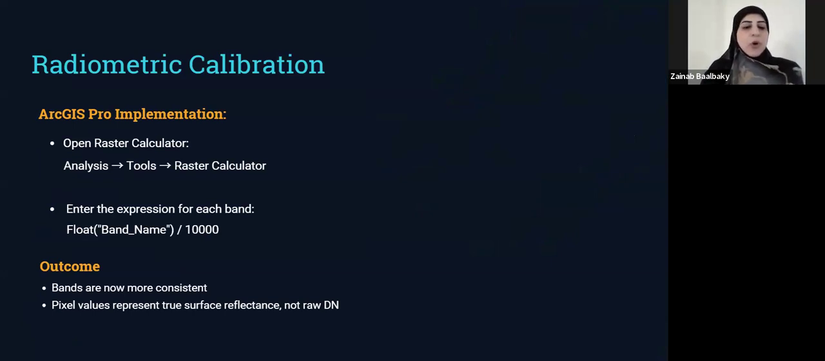In the ArcGIS Pro implementation, we can apply this with the Raster Calculator from the Analysis tools. Enter the expression for each band: float of the band name divided by 10,000. The outcome: bands are more consistent now. Pixel values represent true surface reflectance.